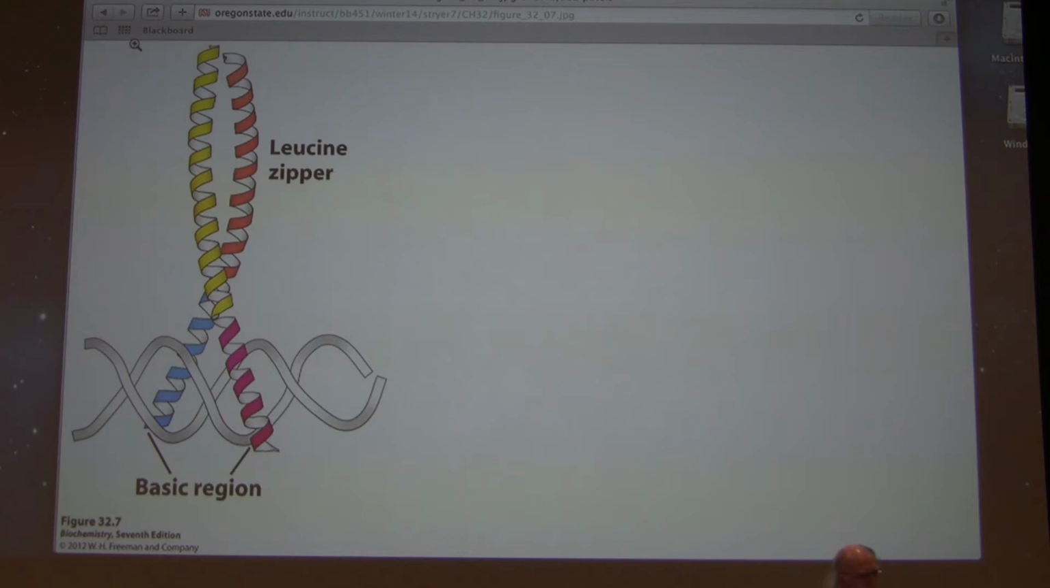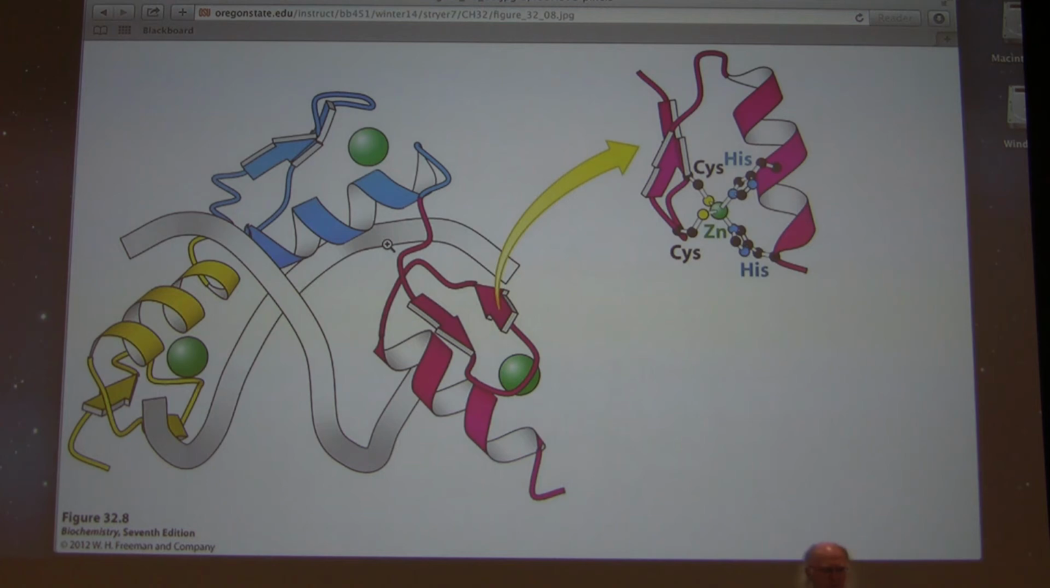Another structure that we see in DNA binding proteins is known as a zinc finger. The zinc finger derives its name from the fact that it's a domain, a part of a protein that's binding to DNA. The zinc finger actually has a structure that looks like a finger, and that finger sticks into the major groove of DNA, and it's reading the bases. It knows which bases to bind to.